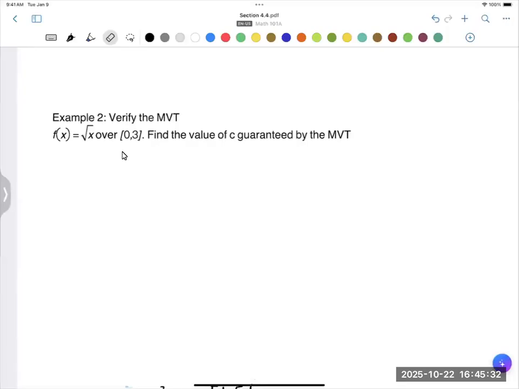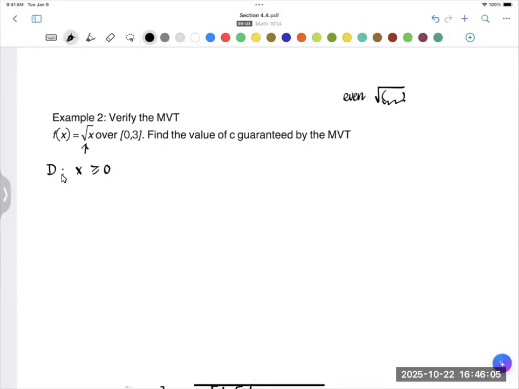Okay. Now let's take a look at this example. I want to verify the mean value theorem first, and then, once the mean value theorem applies, we're going to find the C guaranteed by the mean value theorem. So let's check the mean value theorem. First, I want to get the domain of this. This is a radical function. When you have an even radical, we need to set everything inside the radical greater than or equal to 0, right? So this is going to be x greater than or equal to 0.